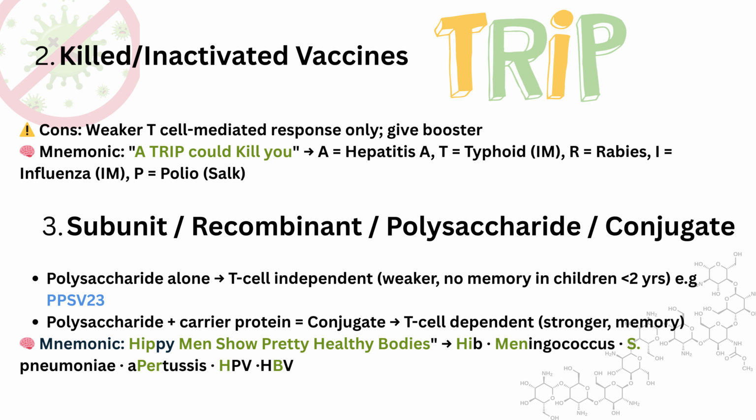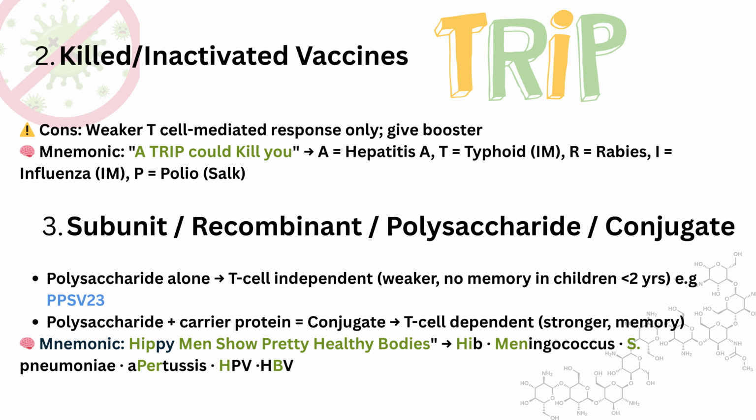Imagine you're going on a trip, and that trip could kill you. A trip. A, hepatitis A. T, typhoid injection. R, rabies. I, influenza injection. P, polio Salk. So whenever you see a killed vaccine question, just ask yourself, is it part of the trip? If yes, you know what type it is. Some vaccines have both a live and killed version. These include typhoid, influenza, and polio. The rule is, oral versions are live, injected versions are killed.